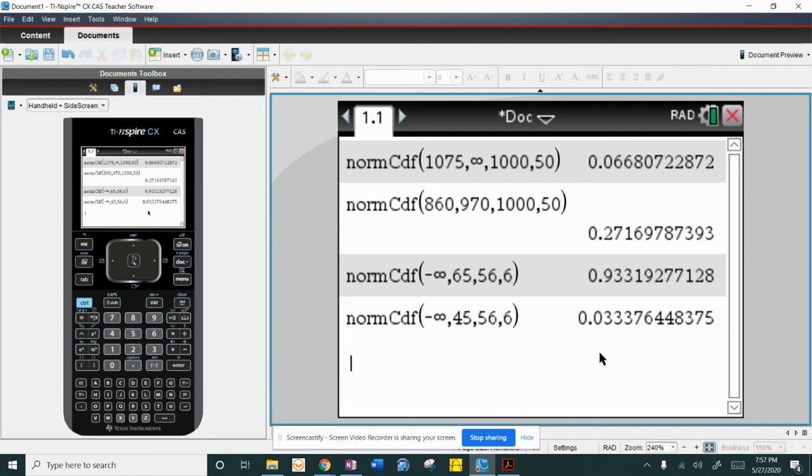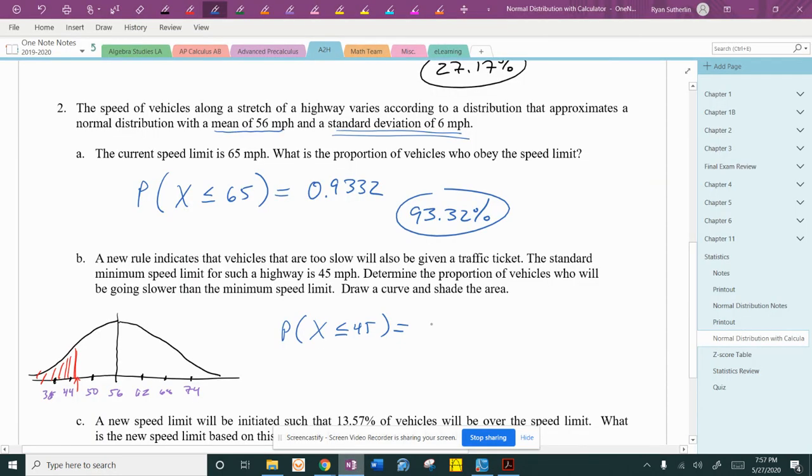0.03337. So 0.03337, or 0.0334 if we want to round. So 3.34% of the cars would be getting a ticket for going below the minimum speed limit.